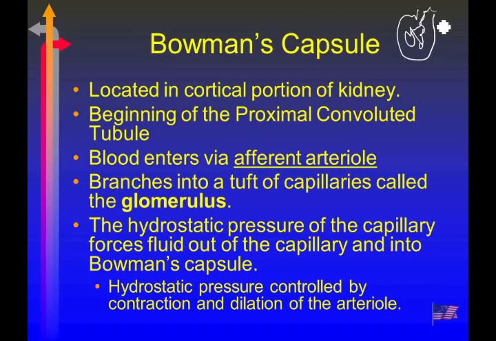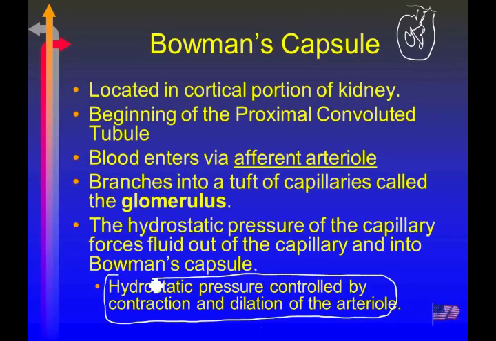This is my glomerulus, because the pressure in the afferent arteriole is higher than the pressure in Bowman's capsule, fluid is going to move from the glomerulus into the capsule. Okay? So there's a net movement of fluid out of the vascular system into this area. And that hydrostatic pressure is caused by the contraction and dilation of both the afferent and the efferent arteriole.